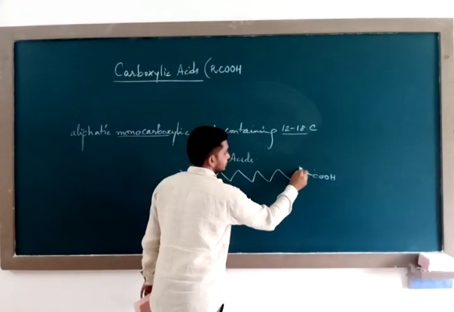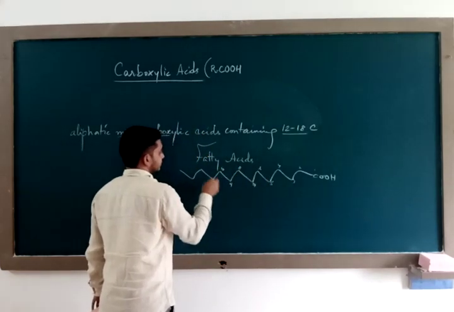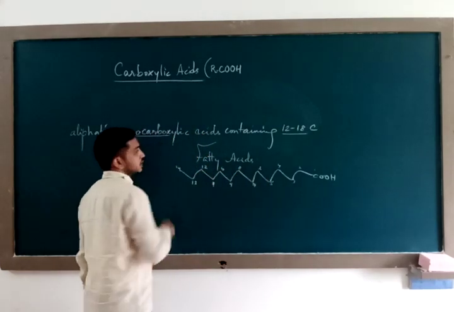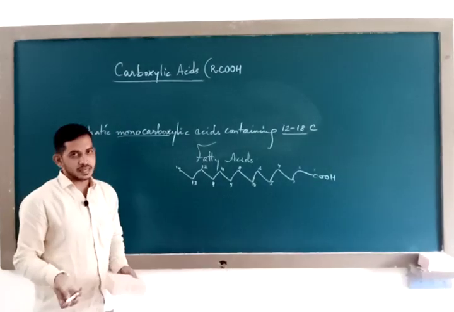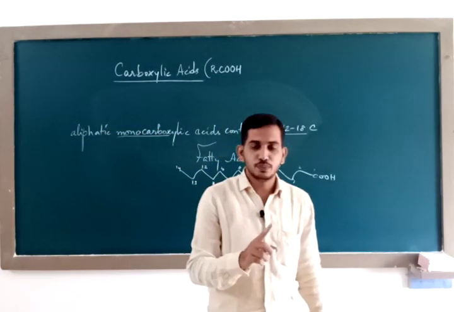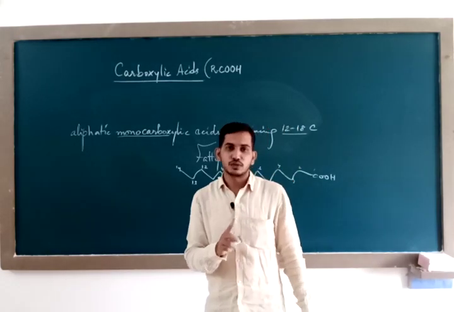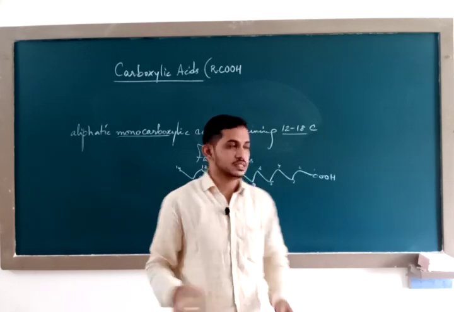For example, this chain which is containing 14 carbon atoms. So it is a fatty acid. Fatty acids are those which contain only one carboxyl group and it should be aliphatic, it should be long chain, it should contain only one carboxyl group, then they are fatty acids.